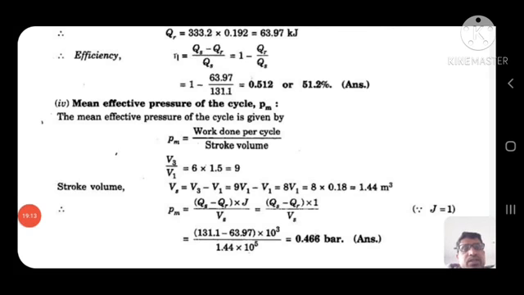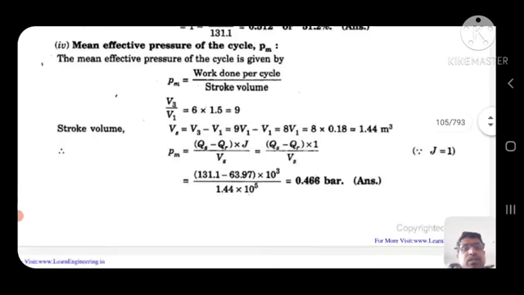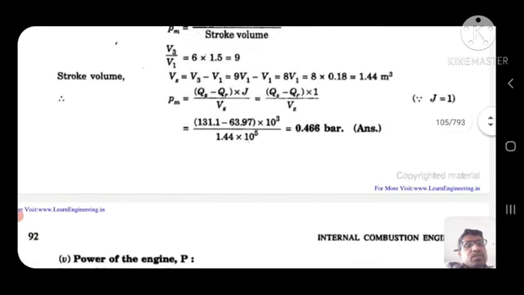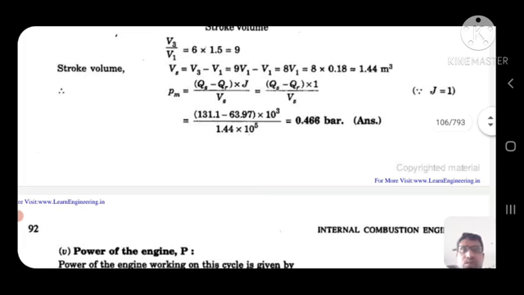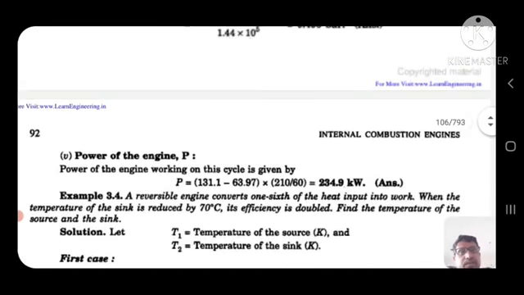Mean effective pressure of the cycle. V3 by V1 is equal to 6 into 1.5 equal to 9. So swept volume Vs is equal to V3 minus V1, 9 V1 minus V1, that is equal to 8 V1 equal to 8 into 0.18 into 1.44. So pm, that is equal to 0.466 bar.